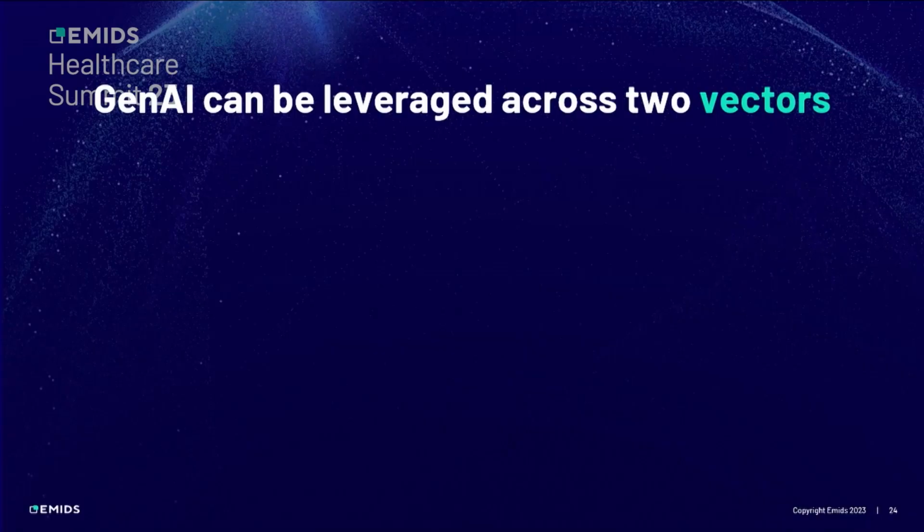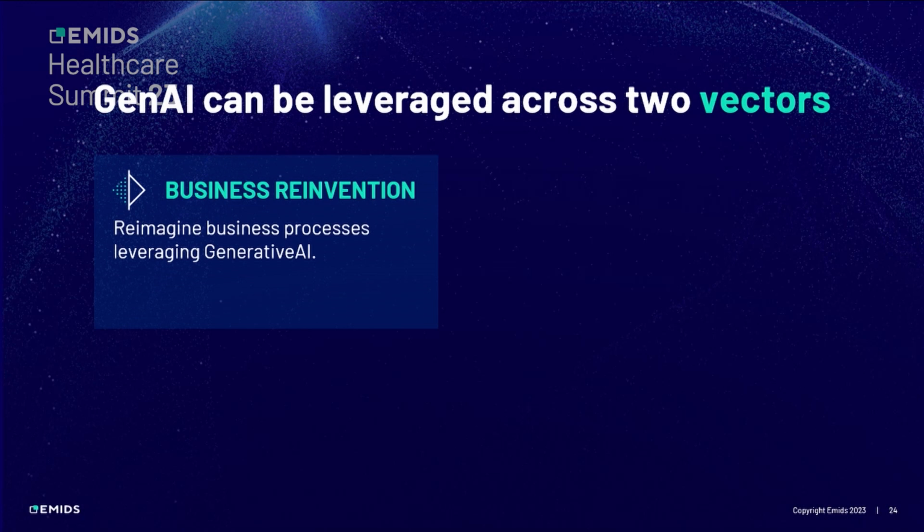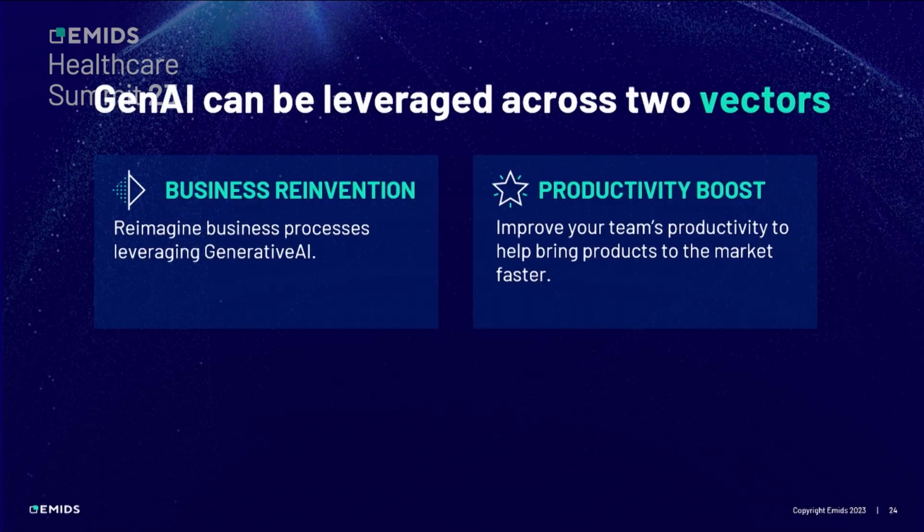What this does is GenAI could be broadly focused on two vectors. The first one is the business reinvention, where you really think about how we're going to leverage GenAI to reimagine our businesses, to make our business processes a little bit more efficient, a little bit faster. And then, given your tech teams would have to implement those solutions, GenAI could be used to give your development teams, your product teams, your QA teams a little bit more of a productivity boost. And today I'm going to be talking about both things.